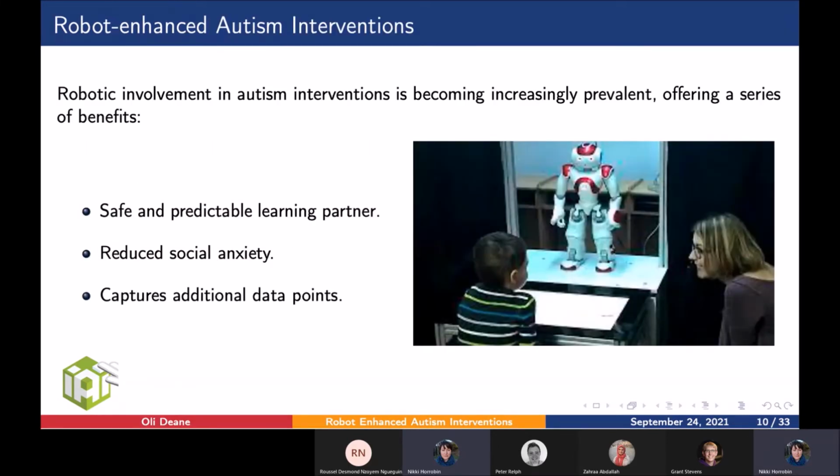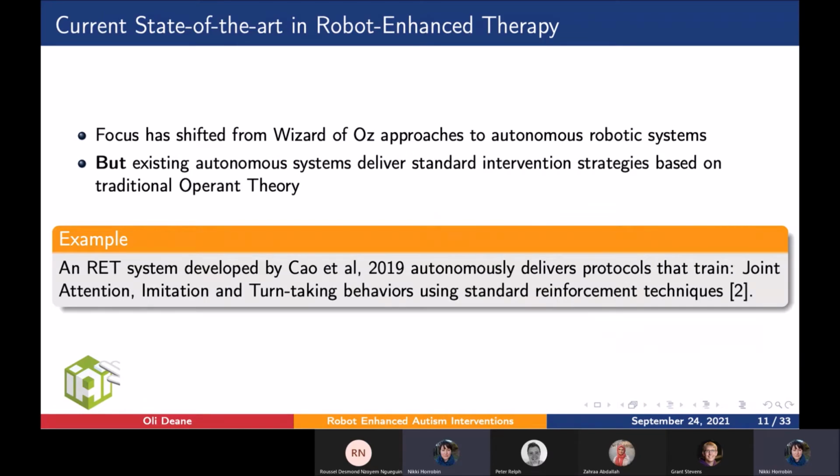So then that other subfield is robot research in autism. These again have innate benefits of providing a predictable learning partner. They also provide an opportunity to collect data that would otherwise be unattainable. And in terms of the state of the art, there's been a shift towards more autonomous systems, but even these modern systems still use the traditional intervention strategies based on operant theory. And again, with that is carried the same criticisms of not generalizing beyond these specific trained scenarios.